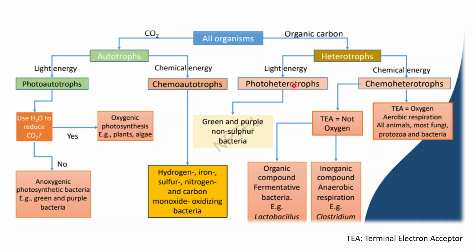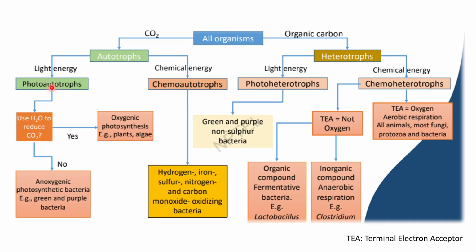Basically, if they are using light energy, the term photo is used as the prefix. If they are using chemical energy, the term chemo is used as the prefix. So among the autotrophs, there will be two categories, photoautotrophs and chemoautotrophs. Among the heterotrophs, again there will be two categories, photoheterotrophs and chemoheterotrophs. So based on the type of energy, this division is made.